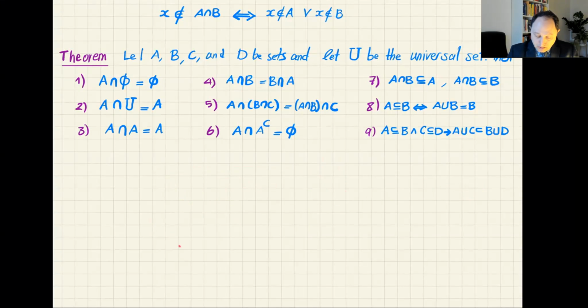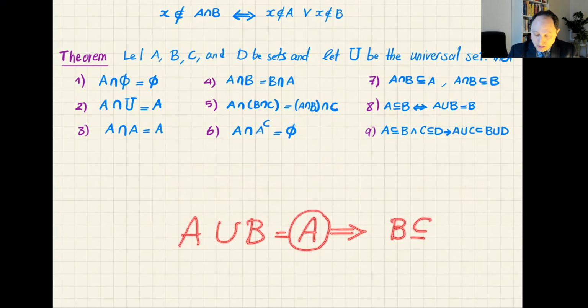For example, if I tell you that A union B is A, then you can conclude that A is the bigger one. So you can immediately conclude that B is a subset of A. This one was not that trivial. It was easy, but I showed you why this is correct in the previous session. If you have forgotten and you are interested, you can go and watch that video again.